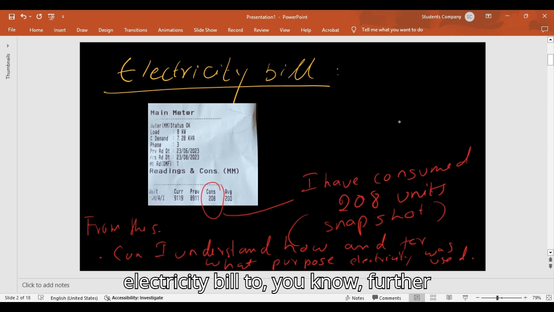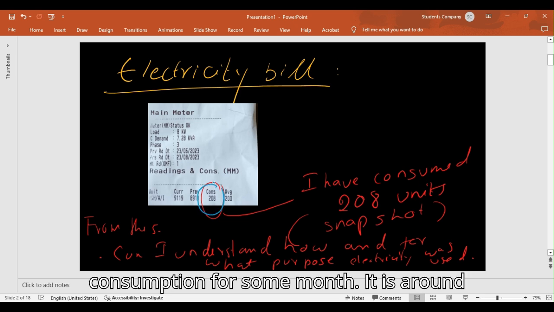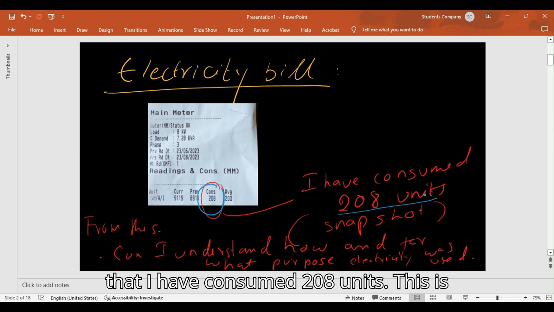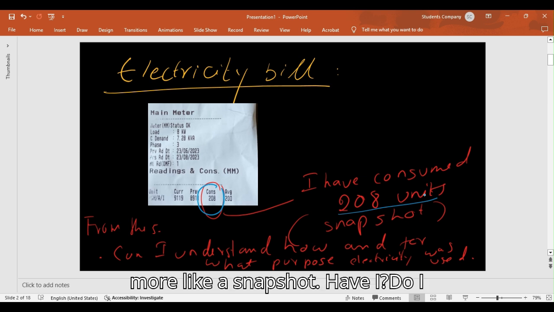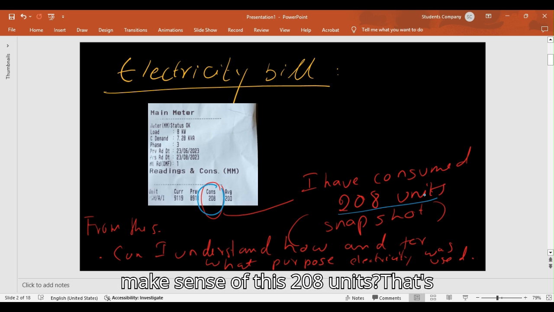Now, I've used my electricity bill to further clarify my point. Now, look at this bill. It says I have consumed, this is my consumption for some month. It is around 208 units. Now, I'm just telling you that I have consumed 208 units. This is more like a snapshot. Do I understand anything from this? Can you make sense of this 208 units?